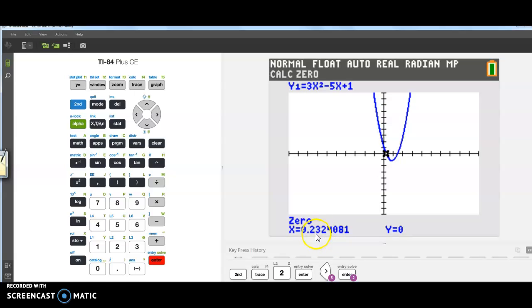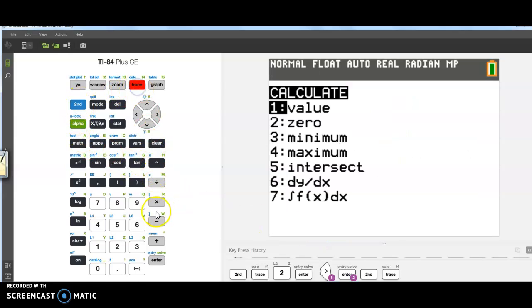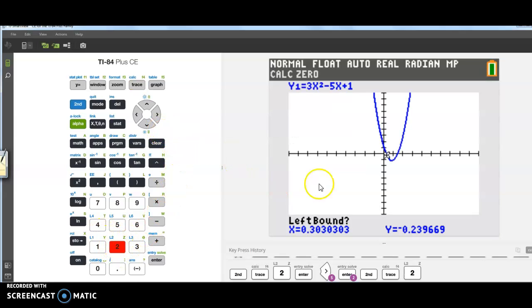So that's one of my answers. I have to repeat the process, and so I'll go second, trace, and option 2, find a 0. Now I have to have a left boundary on my second 0, so I need to move over closer to that. Here I am a bit to the left, so enter. And then I have to go a bit to the right, enter.